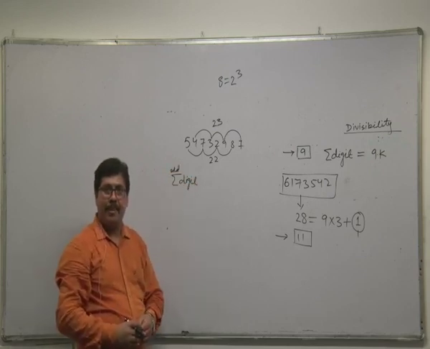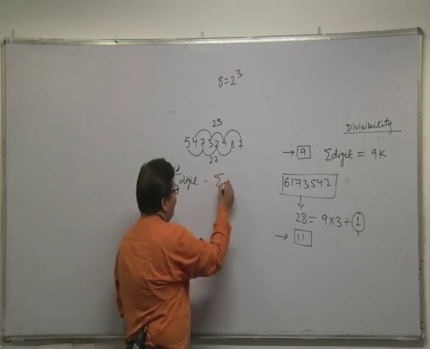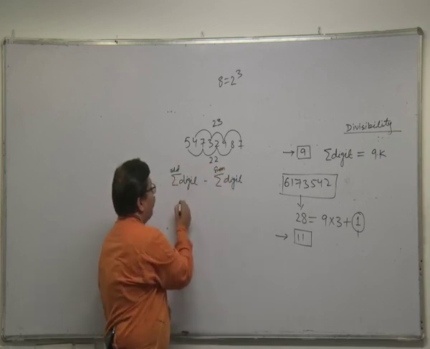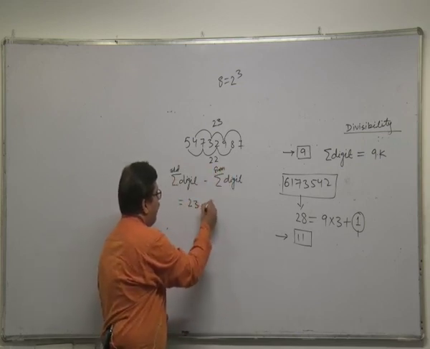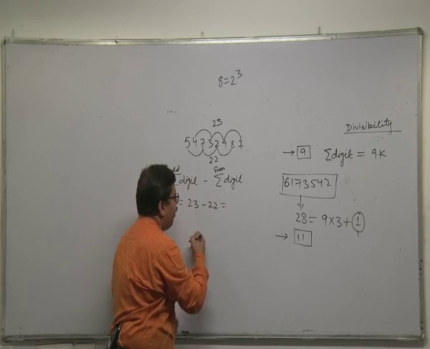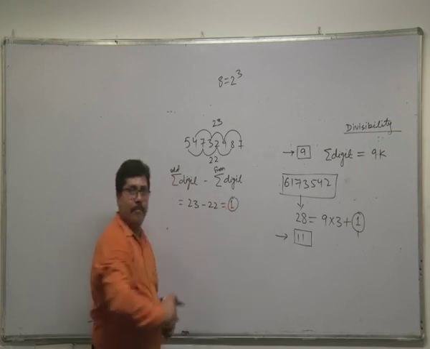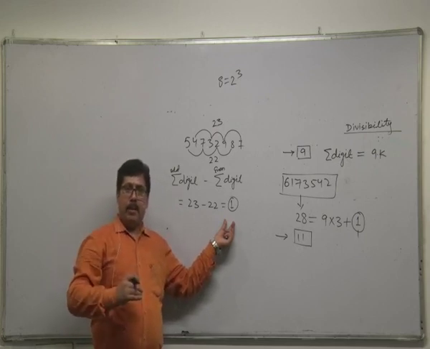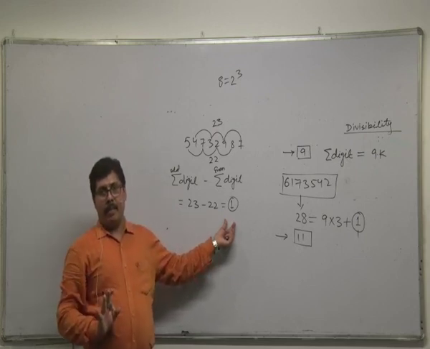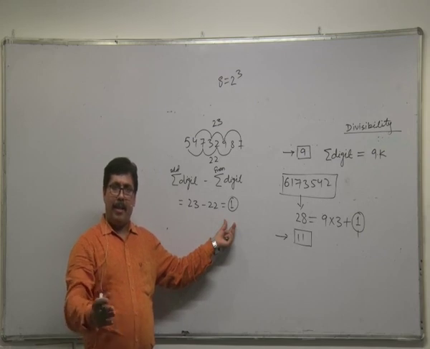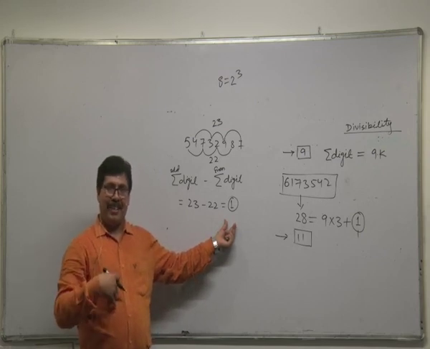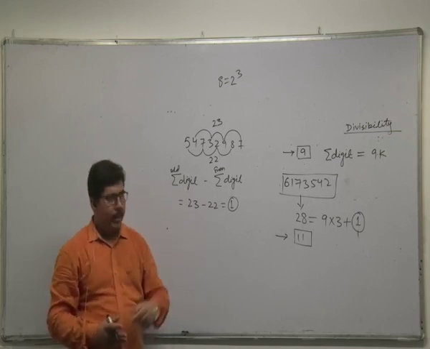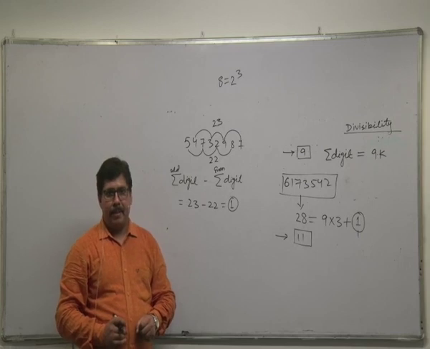And the summation of the digits at even positions is 22. So can I say 23 minus 22 turns out to be 1. Had it been 0 or any multiple of 11, then the number is perfectly divisible by 11. If it is not, then we get one more piece of information. And that 1 tells us that 1 is the remainder when this big number is divided by 11.